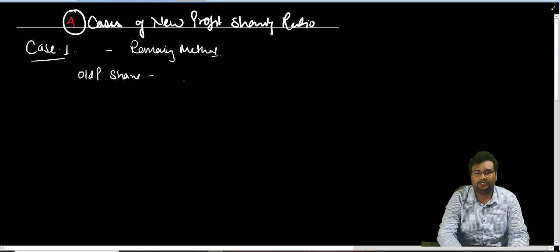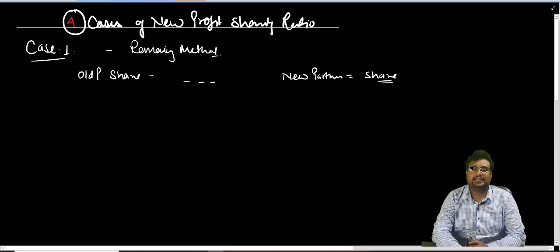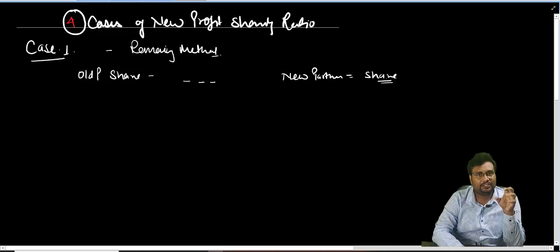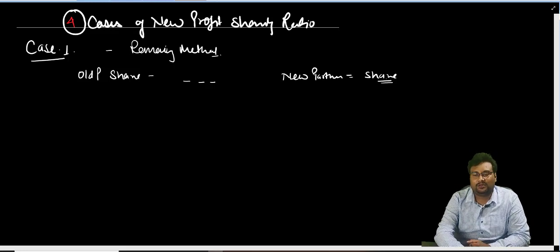is given. This is the first information. And second information, suppose a new partner is coming and the new partner share is given. Okay, so how much information is given? Two information: old partner share and new partner share. When only these two information are present in the case, we can say it is case number 1. And case number 1 is easily identified by the name remaining method.